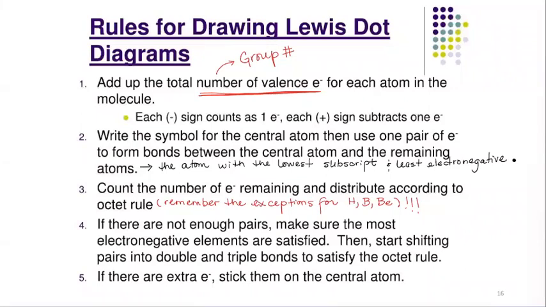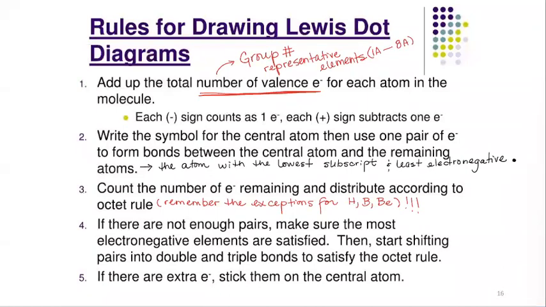Rule number 1 says that we are going to add up the total number of valence electrons for each atom in the molecule. We get the number of valence electrons by the group number, and this is specifically for things that are representative elements. Remember that your representative elements are going to live in group 1A all the way to 8A.